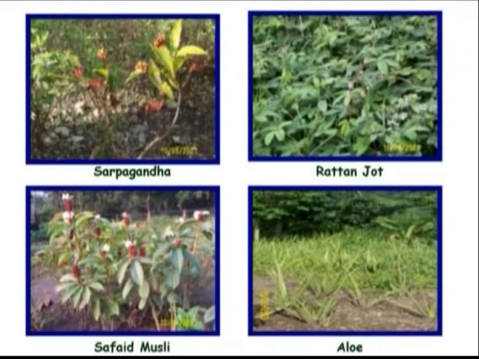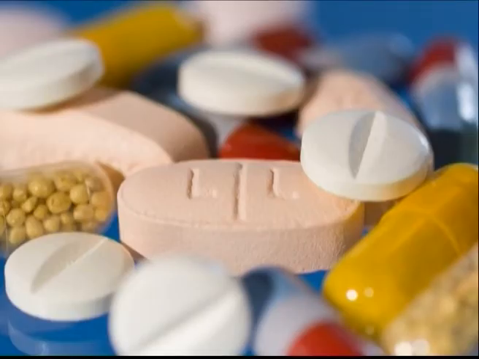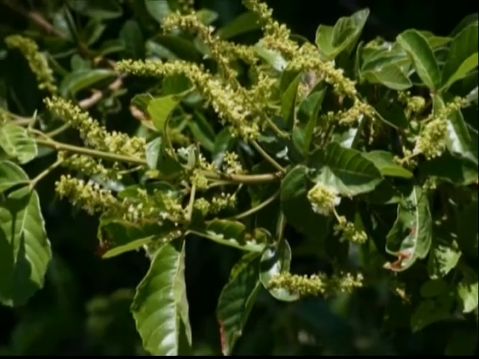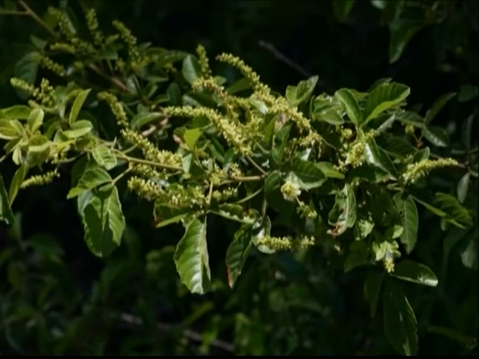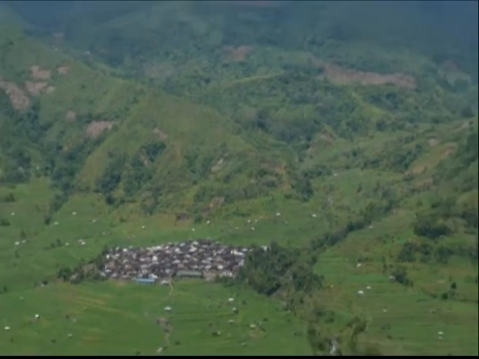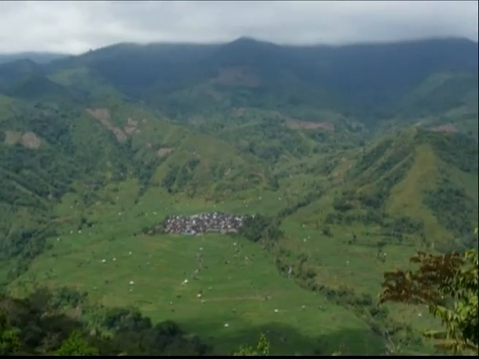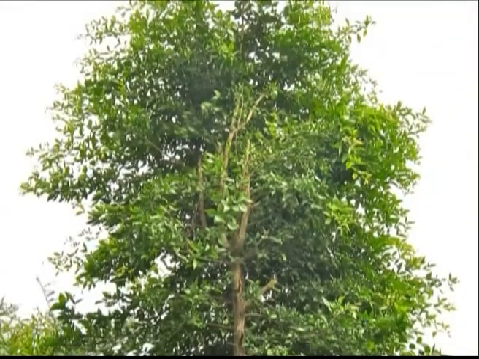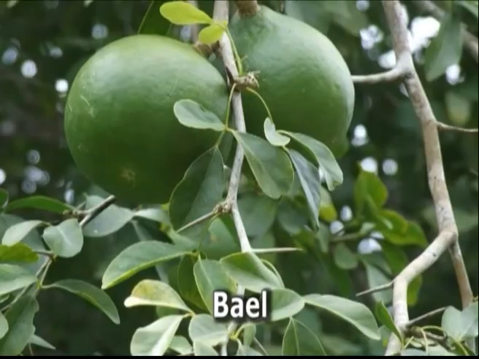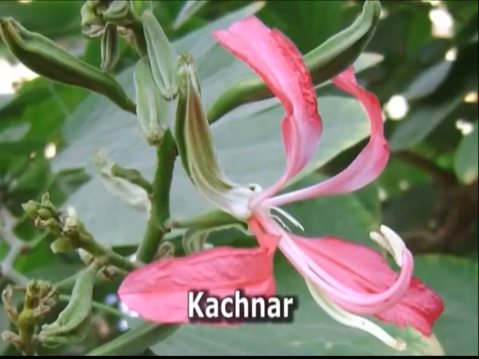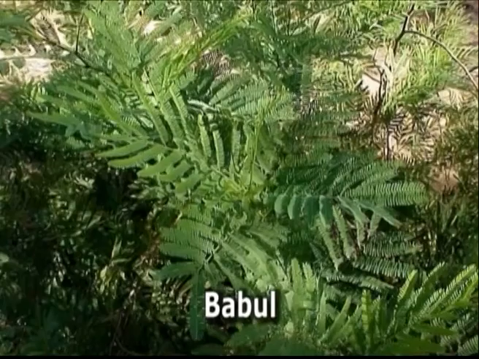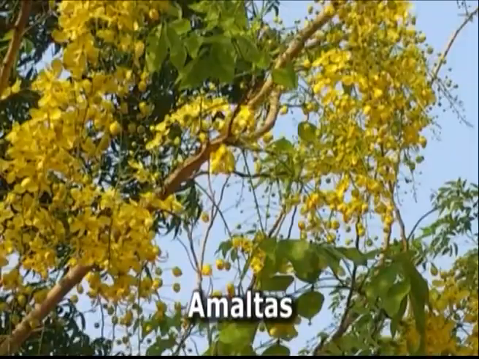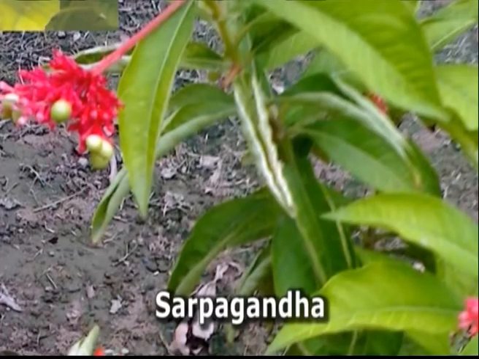The region abounds with more medicinal plants which can be used for herbal pharmaceutical industry. The cultivation of medicinal plants, particularly those found in high altitude regions, can give a boost to the economy of the state. Some of the medicinal plants grow up to 1,000 meters. The notable ones are Bel, Chitrak, Kachnar, Pipali, Babul, Ashok, Amaltas, Sarpagandha, Bhringraj, etc.